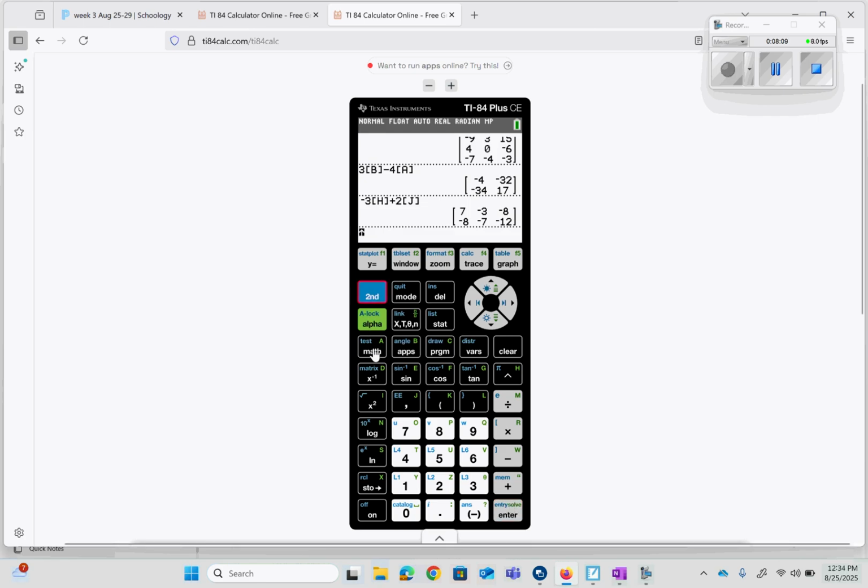And then we have A times B. So you're going to go take matrix A times matrix B. And it'll do the multiplication. There's your answer right there.